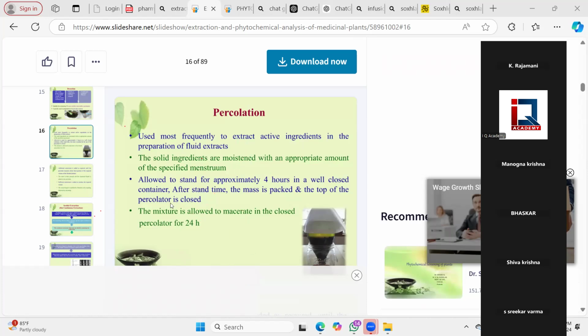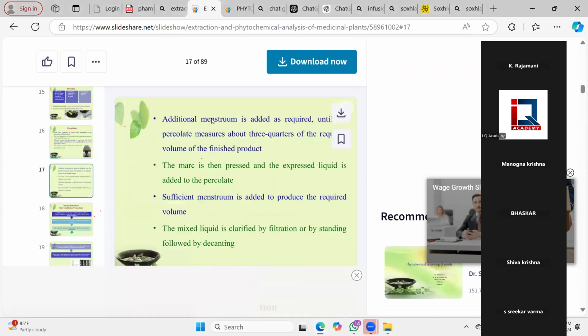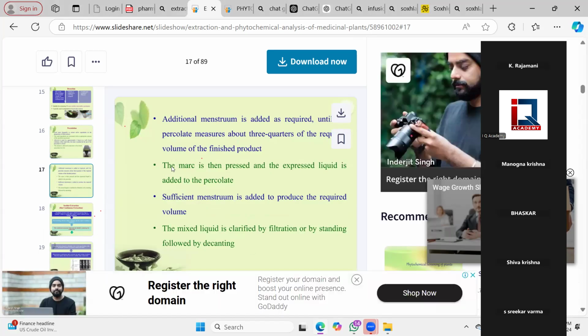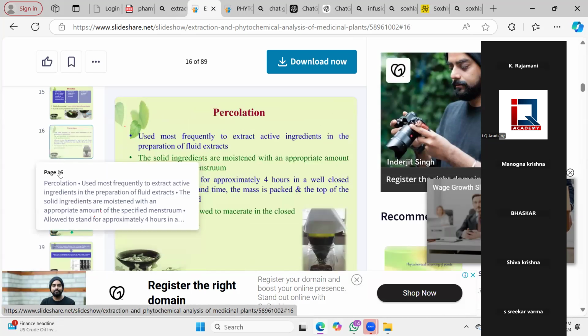Okay, then additional menstruum is added as required until the percolate measures about 3/4 of the required volume. The marc is then pressed, both in percolation and maceration. Pressing the marc removes the excess of the drug extract. The marc is then pressed and the expressed liquid is added to the percolator. Sufficient menstruum is added to produce the required volume. The mixed liquid is clarified by filtration or by standing, followed by decantation. So this is what happens in percolation.